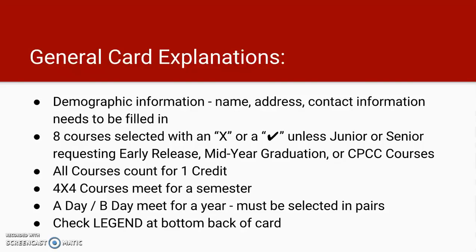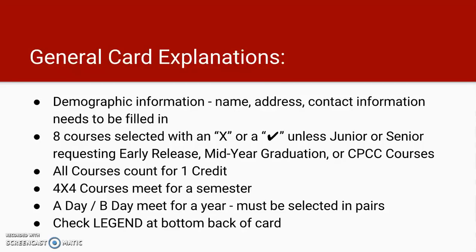Courses are available in 2 different formats or configurations. 4x4 courses refer to the courses that meet daily for a semester only. 8A B-Day courses refer to courses that meet every other day but for the entire year. 8A B-Day courses must always be selected in pairs or even numbers. You can never have just a single 8A B-Day class because of the way it fits into your schedule.